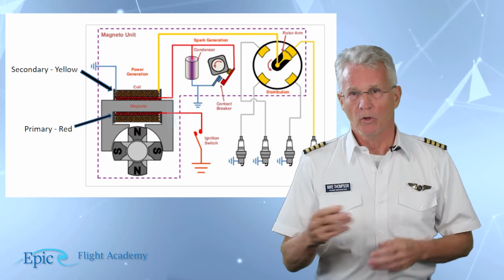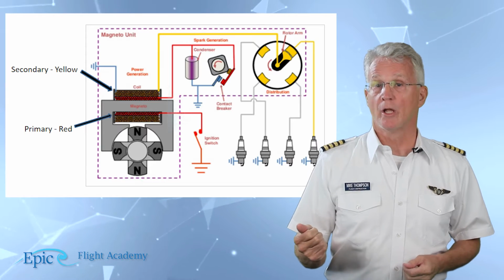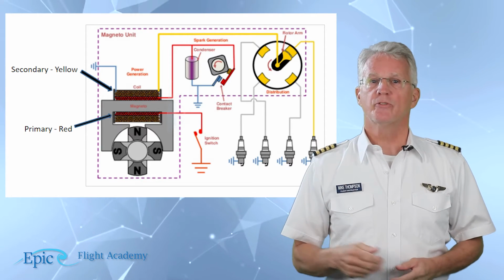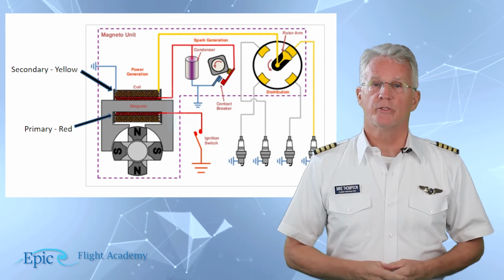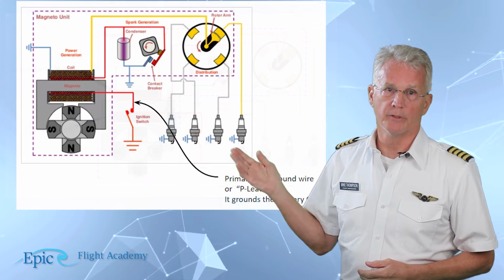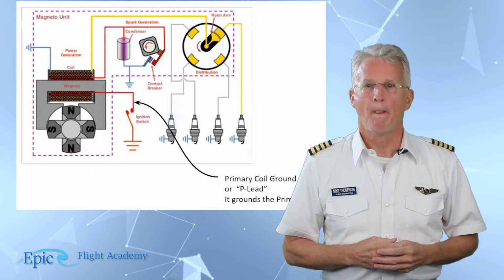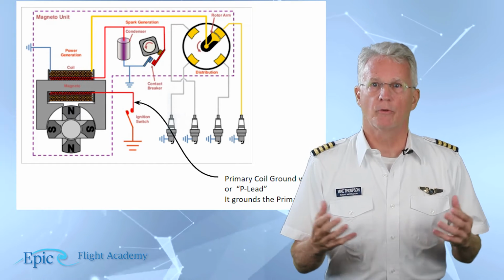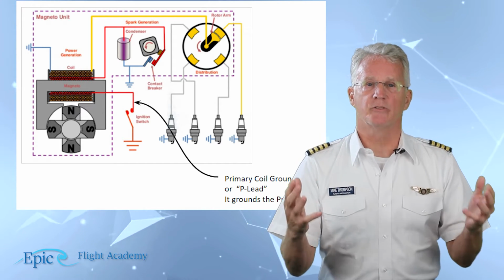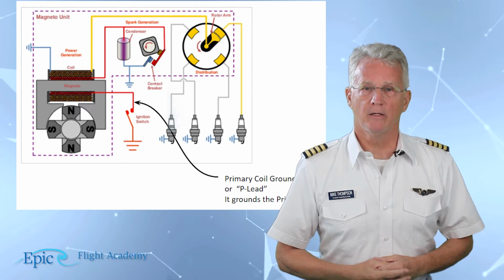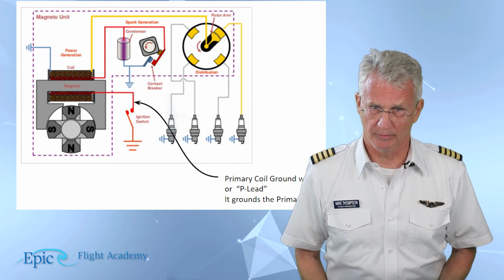Now, that small wire or lead running from the primary coil to the ignition switch and to ground is the primary lead, or we call it the P lead for short. You can see the P lead labeled here. If the P lead is broken, the primary coil is ungrounded, and that's right, the mag is hot. If the magneto is rotated while hot, it could possibly fire.